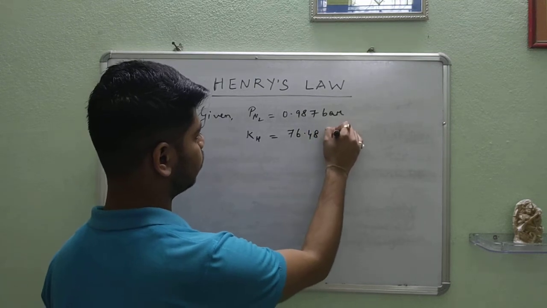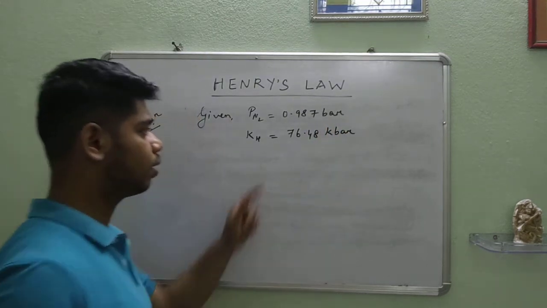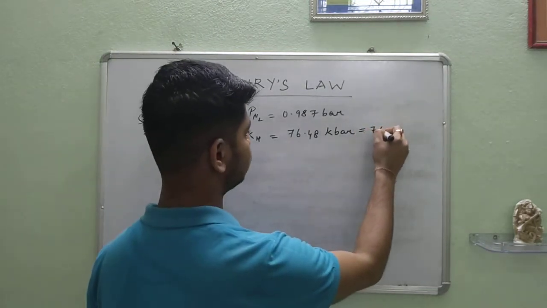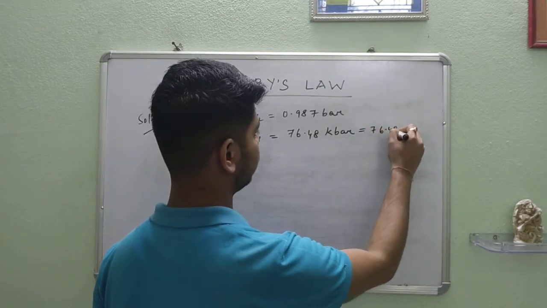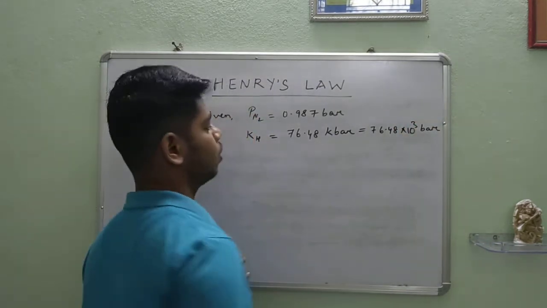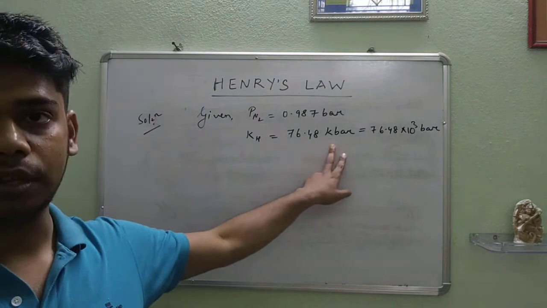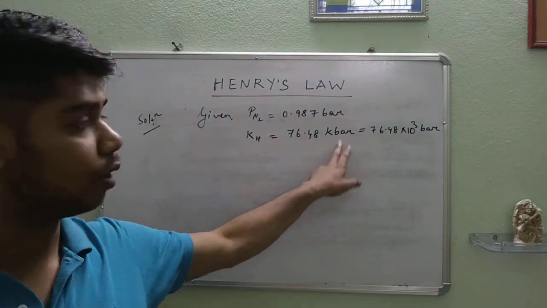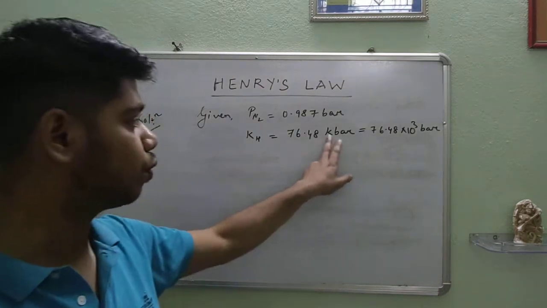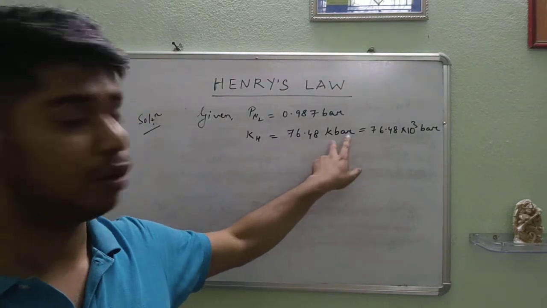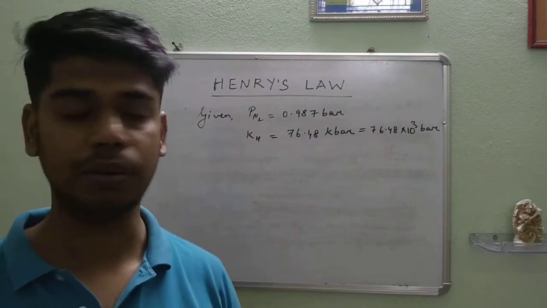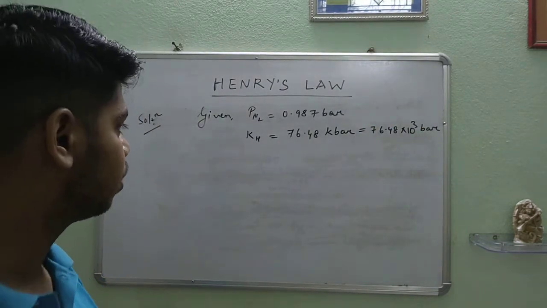76.48 kilobar. Okay, so one is in kilobar and the other is in bar, so we can change its unit to bar. If we change to bar it will be 76.48 into 10 to the power 3 bar. For converting, both have to be in the same unit. So for converting kilobar into bar we will multiply by 10 to the power 3, and this will get converted into bar.